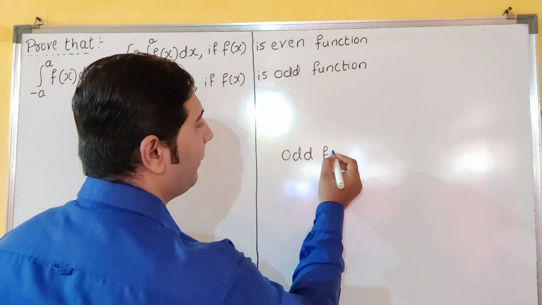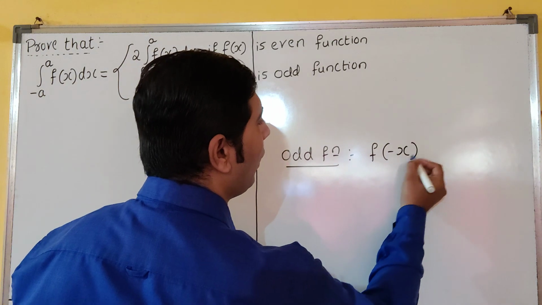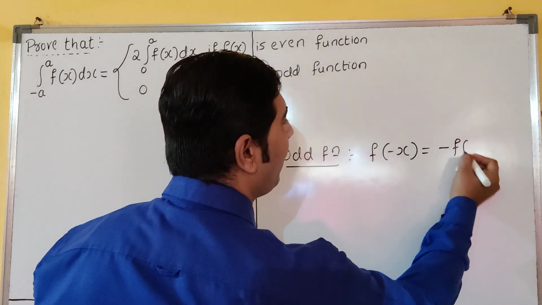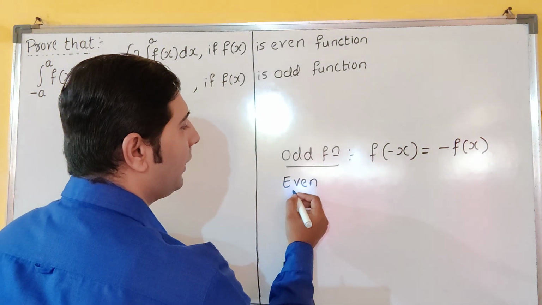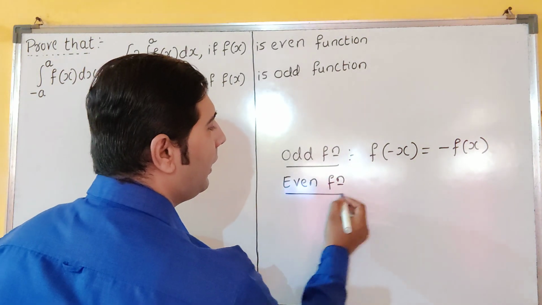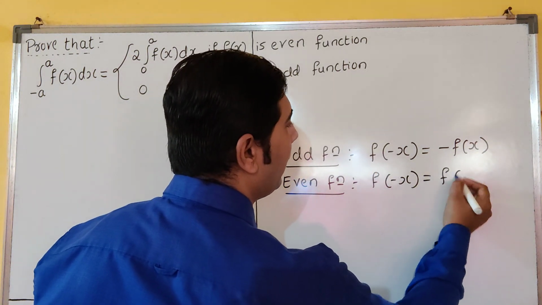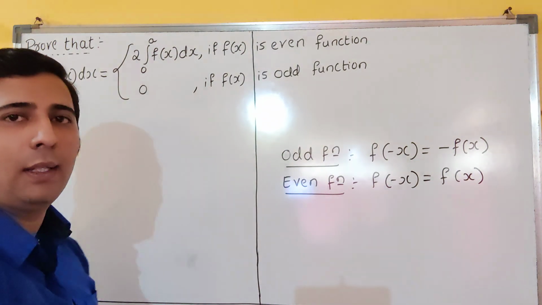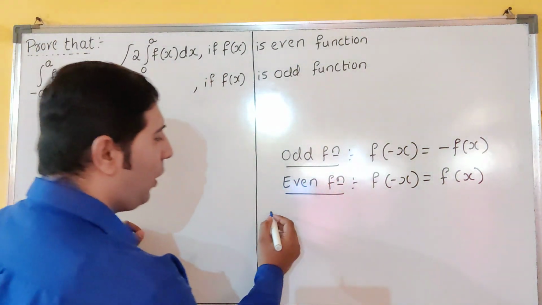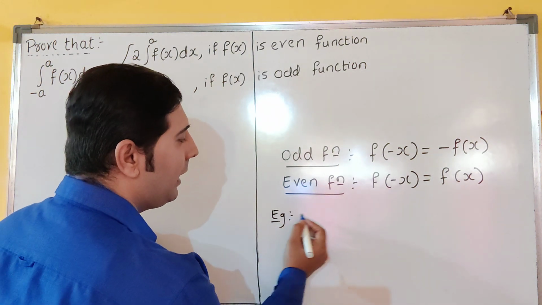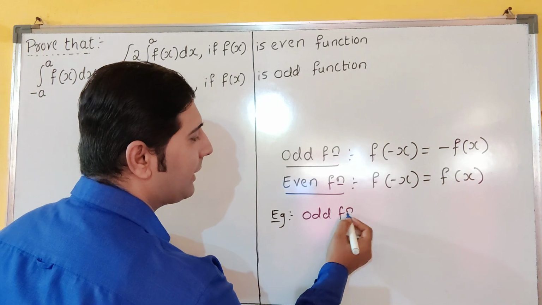Odd function means f of minus x always gives minus f of x, dear students. Even function means f of minus x always gives f of x, dear students. This is odd and even function. So for example, I will give an example for an odd function.